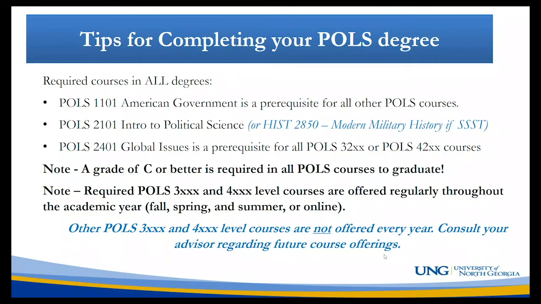Okay, some tips for completing your political science degree. Just to give you a heads up, POLS 1101, Intro to Political Science, POLS 2101, and 2401, which is Global Issues, are largely the prerequisites, the foundational courses for many political science courses, and you will not be able to take a majority of political science courses at the 3000 and 4000 level without completing these. So it's very pertinent that you complete these early on in your academic career. My recommendation and the recommendation of most advisors is get these classes in as soon as possible. It sets up the stage for you to take other high-level courses in political science.